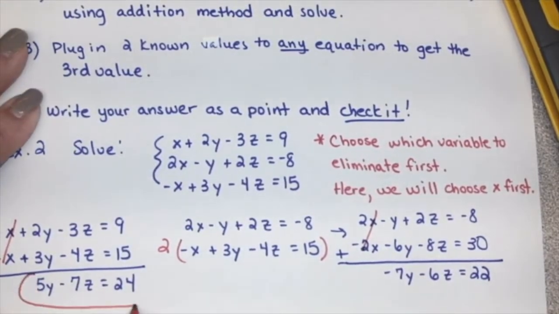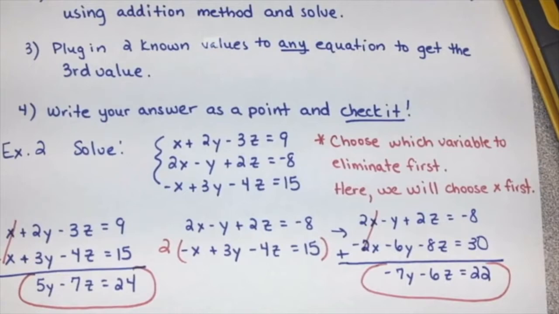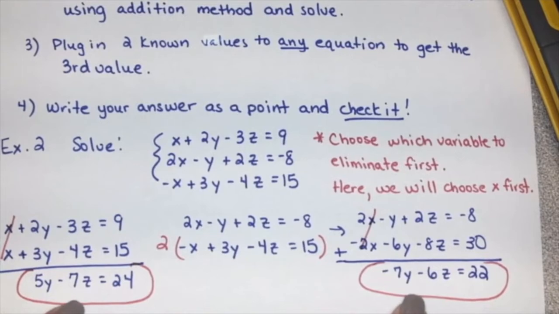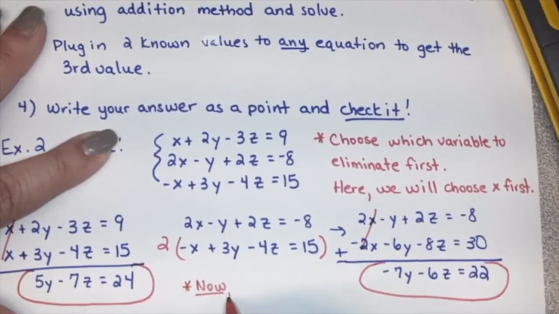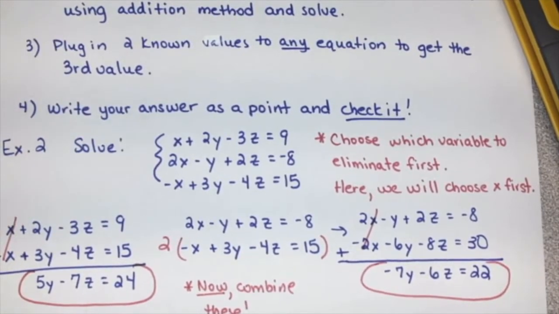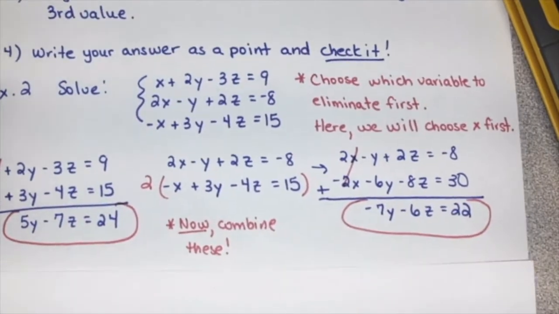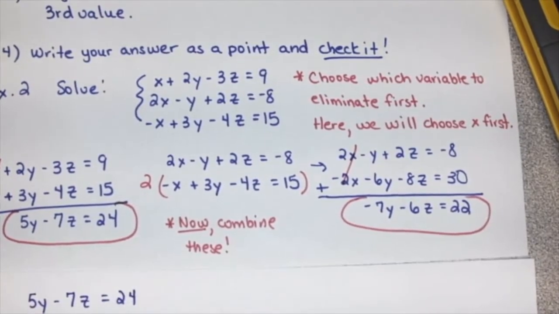So I'm going to circle what I got here in step 1. Now I have two equations that only have how many variables? 2, right? y and z. They're both the same variables. So now I'm going to combine these together because they have matched up variables. I'm going to ignore all the mess that I just did, and I'm just going to line up 5y minus 7z equals 24 with negative 7y minus 6z equals 22.